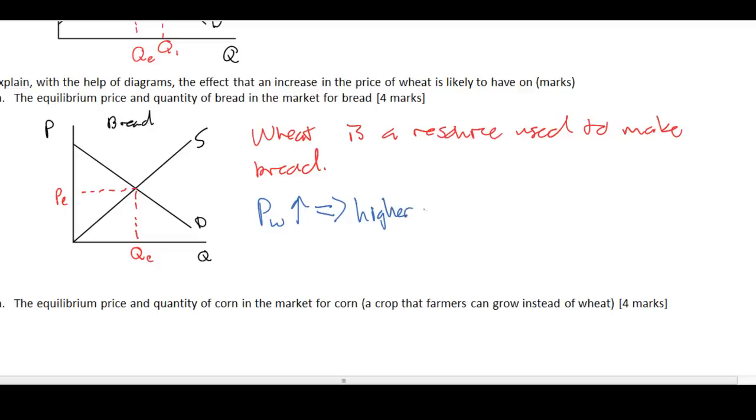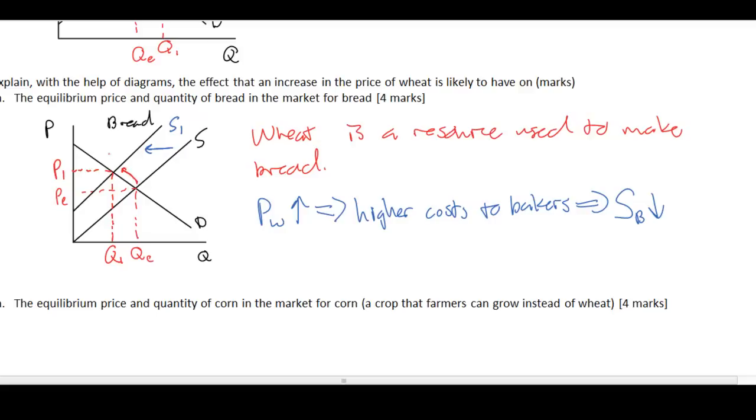higher costs to bakers. As the costs of producing bread increase, we'll actually see the supply of bread decrease. Let's illustrate the effect of a decrease in the supply of bread. Supply will decrease to S1. I'll draw an arrow to indicate the shift. And this will have a negative impact on the quantity of bread, and the price of bread will rise. So as the price of bread rises because of the increasing cost of production, consumers will demand a lesser quantity. We see the quantity demanded falls as we move along the demand curve here.